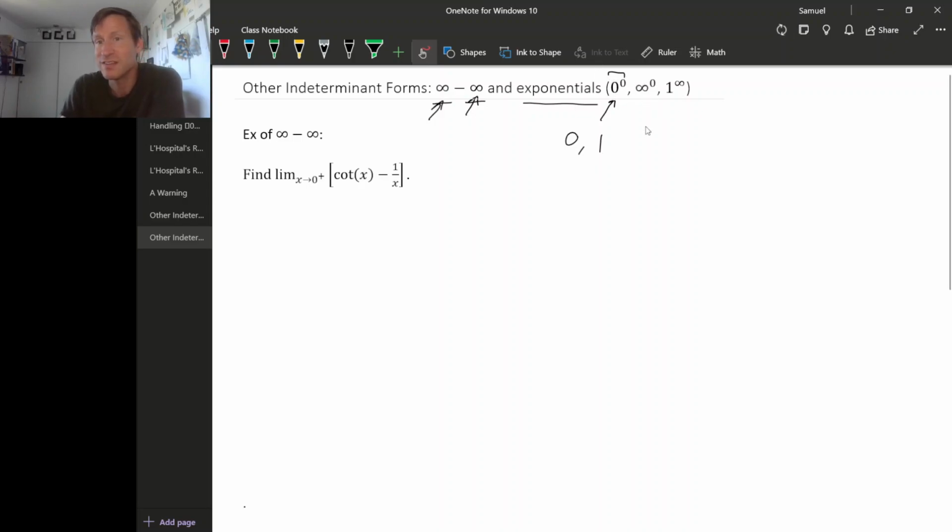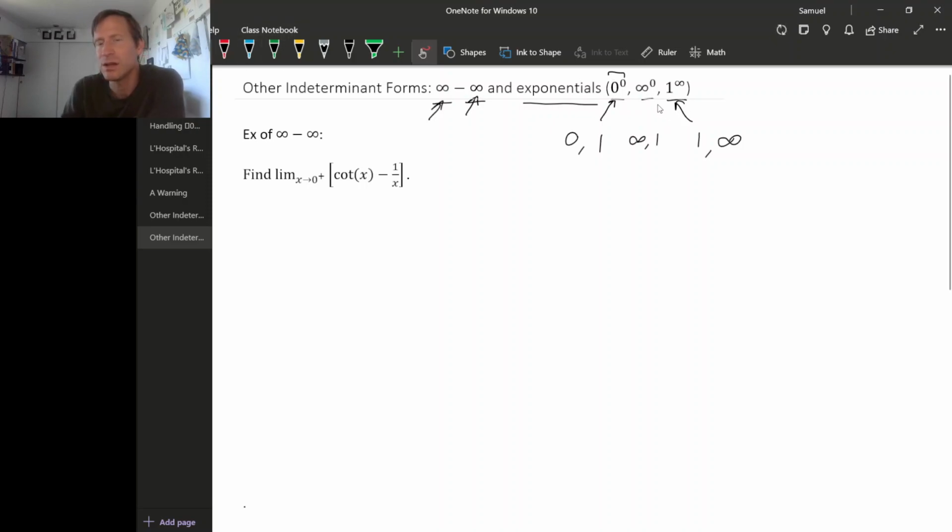For infinity to the 0, the base is trying to make this big because it's infinity. The exponent is trying to make this close to 1 because the exponent is 0, and you can't tell which one wins. And then finally, for 1 to the infinity, if the base wins, then we'd have 1 to some power, and that would be 1. But if the exponent wins, then we should be blowing up to infinity, and you can't tell which one wins. So these three things are all indeterminate.